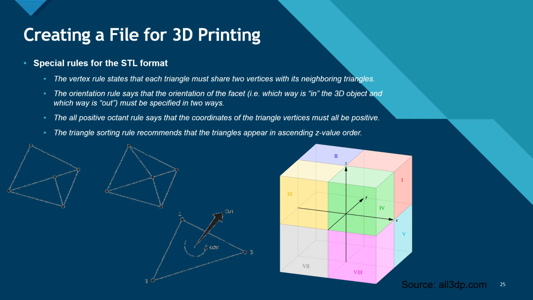When creating STL files, there are special rules that must be followed. The vertex rule states that each triangle must share 2 vertices with its neighboring triangle. The orientation rule states that the orientation of the facet must be specified in 2 ways. All positive octant rule states that the coordinates of the triangle vertices must all be positive. The triangle sorting rule recommends that the triangles appear in ascending z-value order.